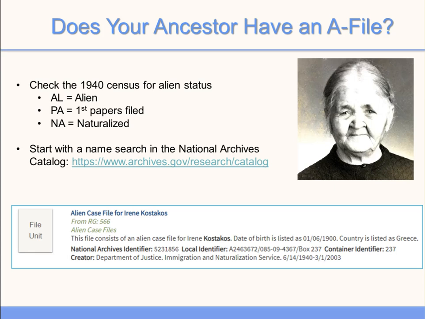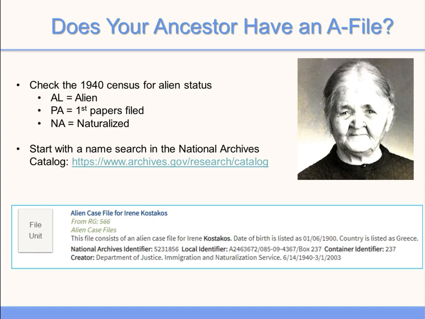How do you know if your ancestor has an A file? Remember, a couple of screens back, I showed you the 1940 census that had the citizenship column highlighted in red. Find your ancestor in the 1940 census. Look to see if they were an alien, naturalized, or had filed their first papers. You can also go to the National Archives catalog at this URL, type in an ancestor's name, and if there's an alien registration file, it will come up with what you see highlighted in blue in the box on the bottom. This one says alien case file for Irene Kostakos.